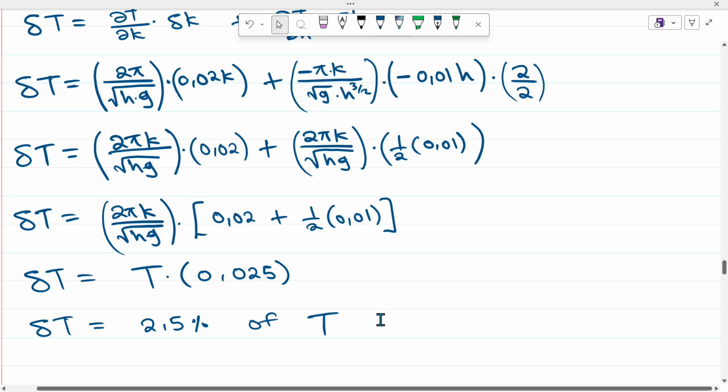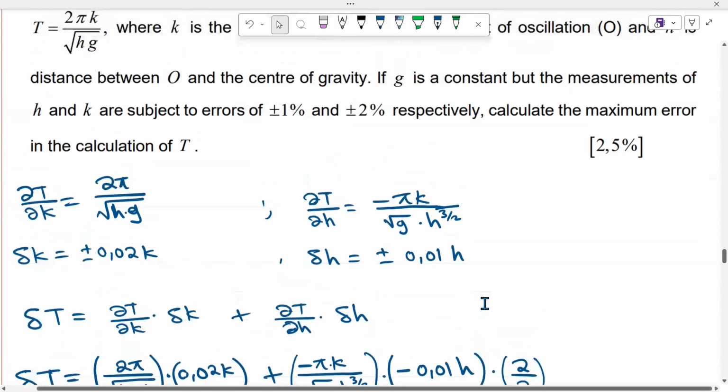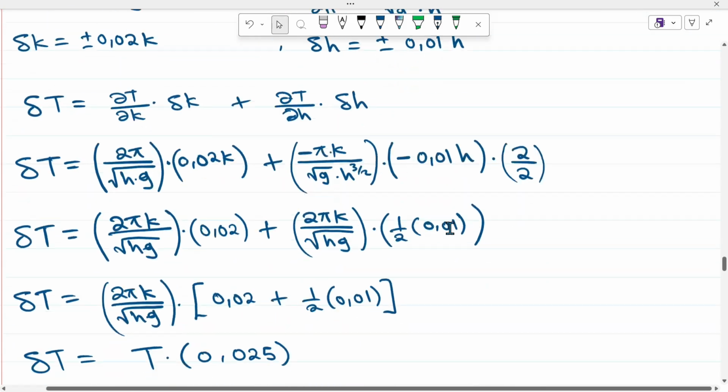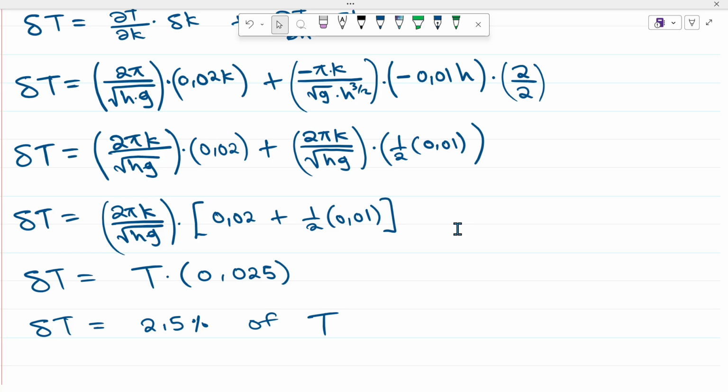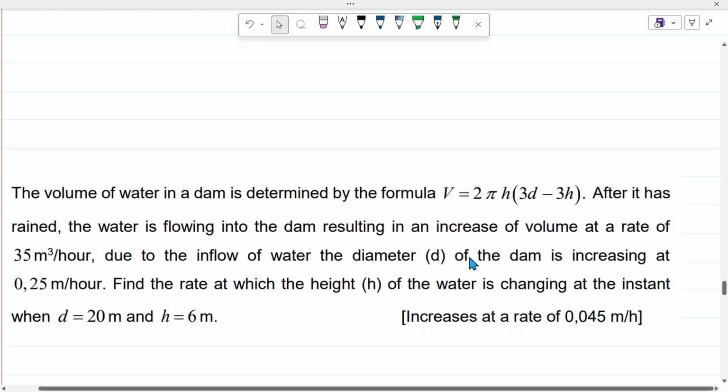So that would be it, guys. That will be it for that question. I hope you got it. That was not a bad one, because now you understand what is what. You can manipulate all of these things, right? So let's see if we can solve another one.